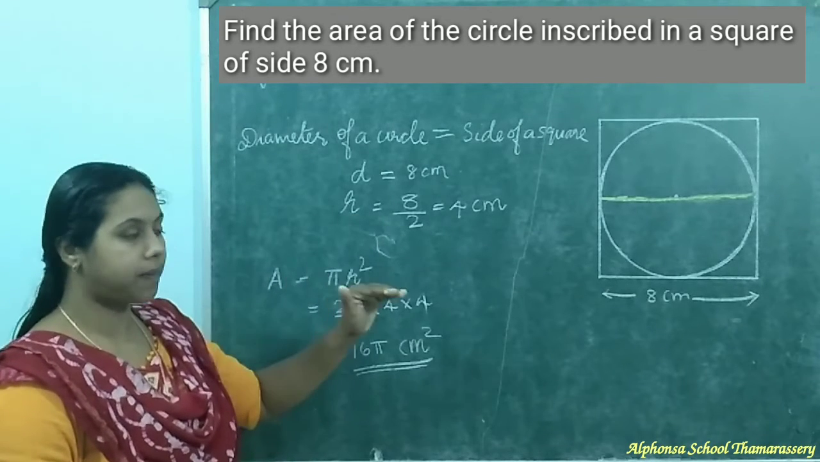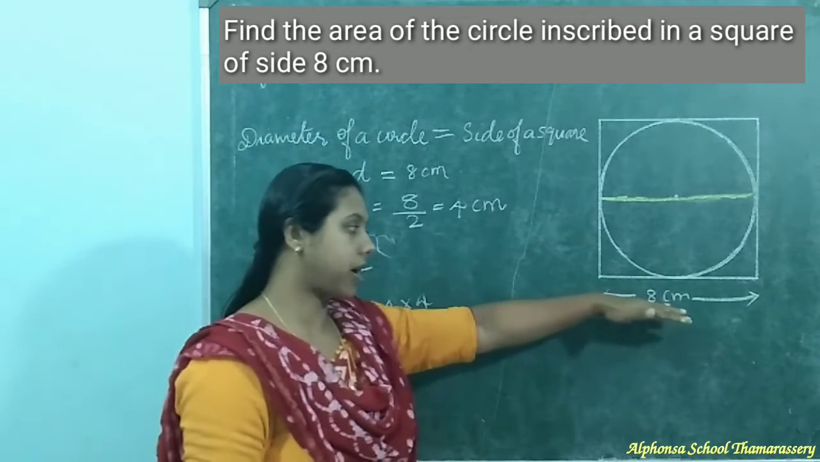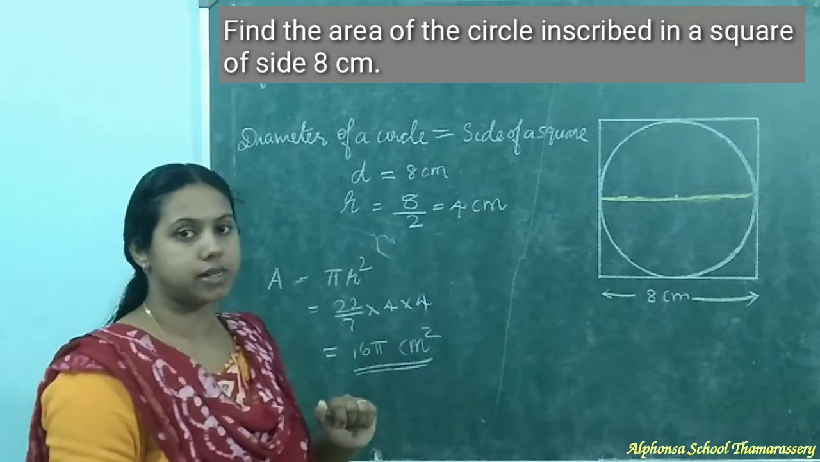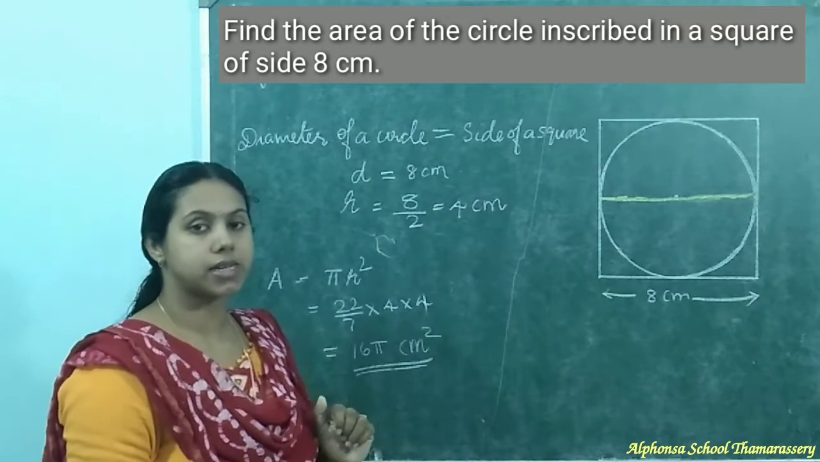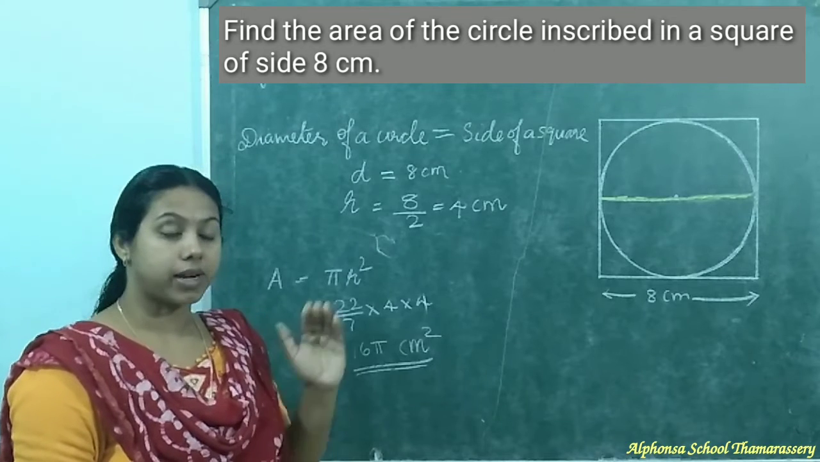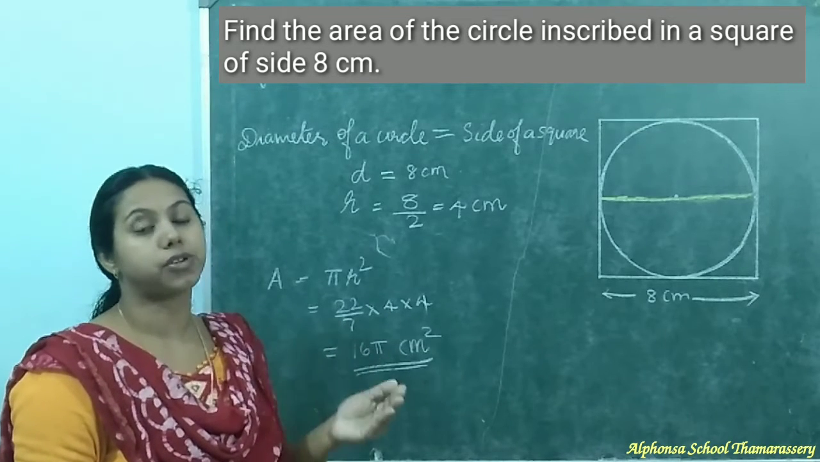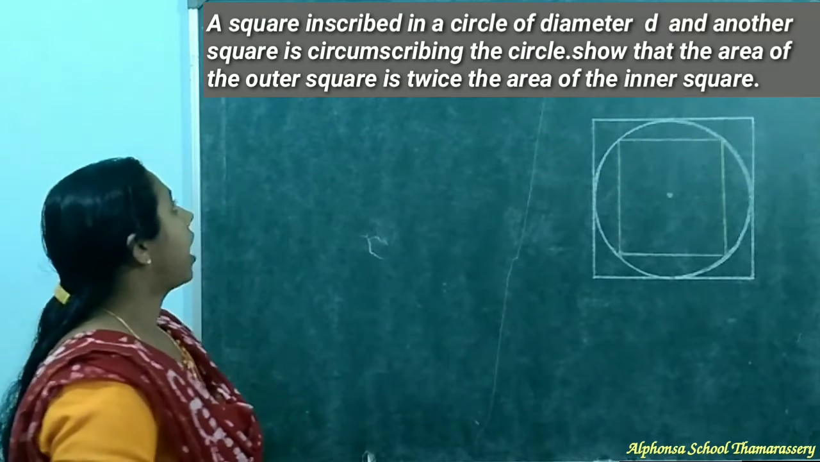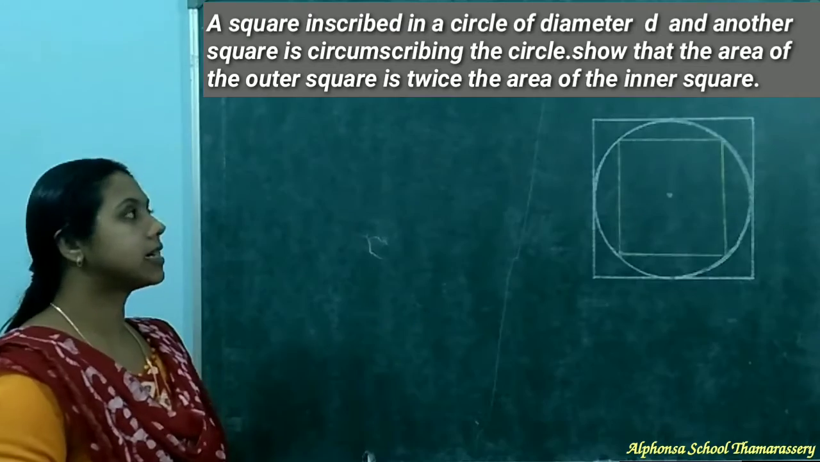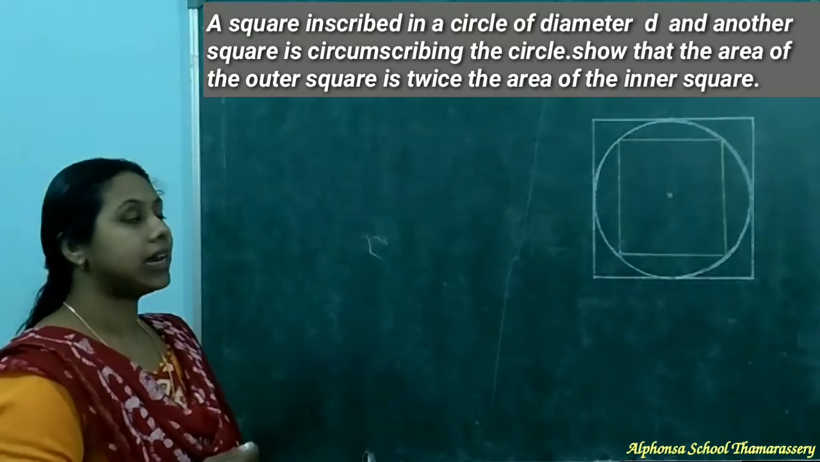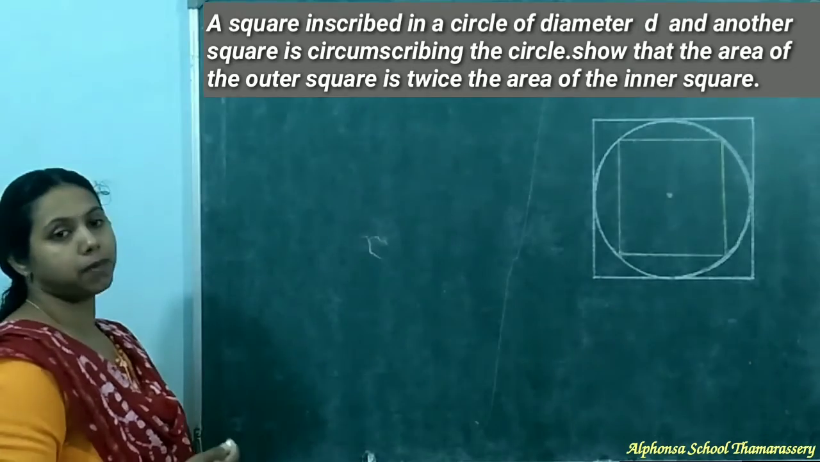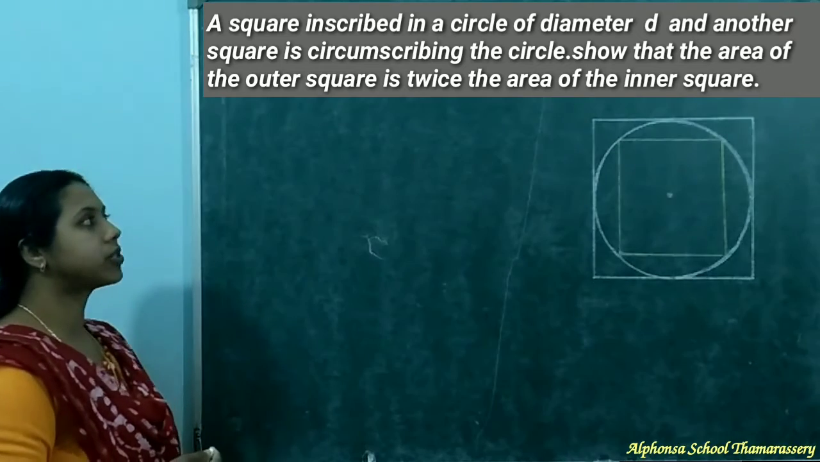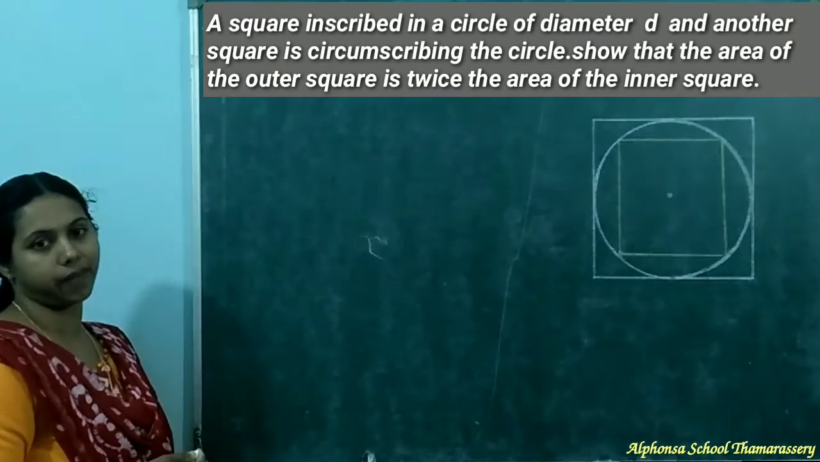When a circle is inscribed in a square, the side of the square is equal to the diameter of the circle. When a square is inscribed in a circle, the diagonal of the square is equal to the diameter of the circle. See this question. A square is inscribed in a circle of diameter d. Another square is circumscribing the circle. Show that the area of the outer square is twice the area of the inner square.